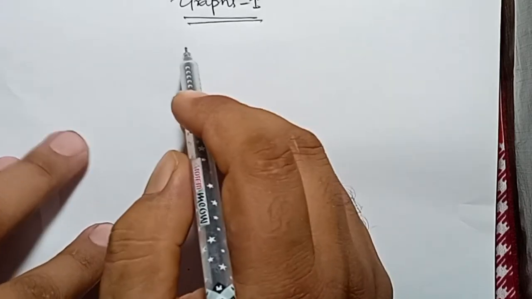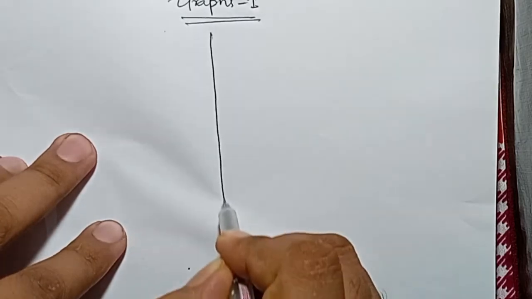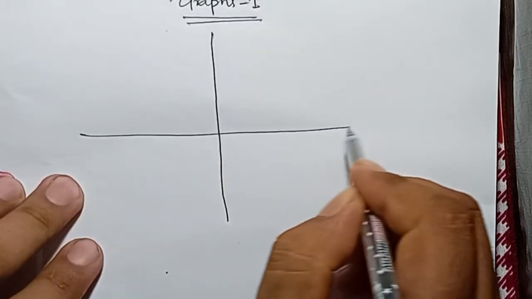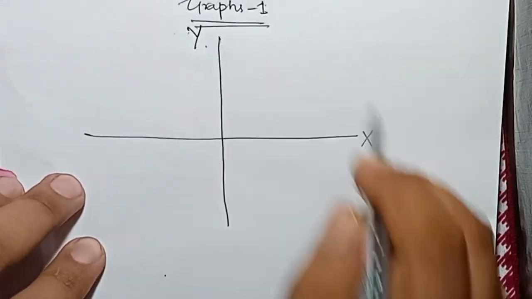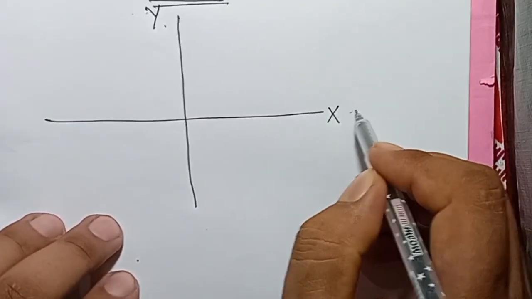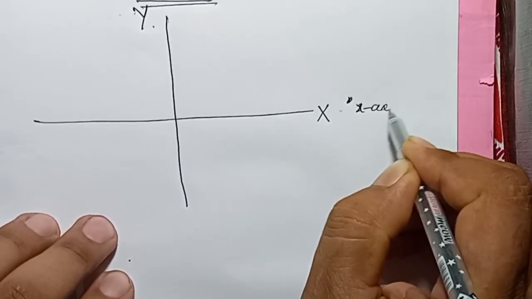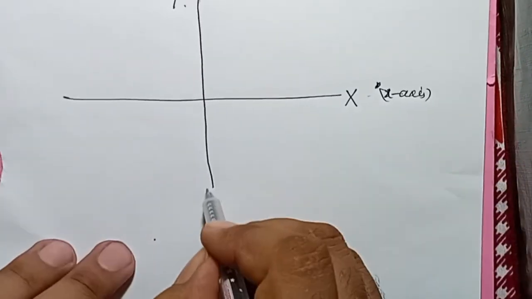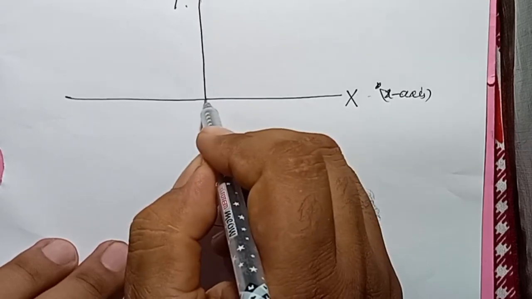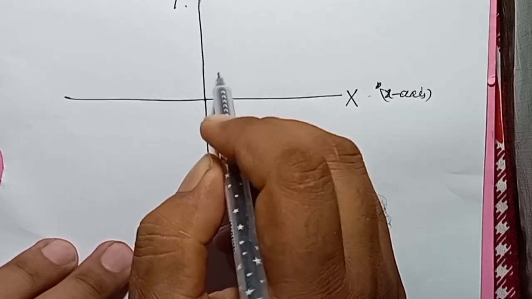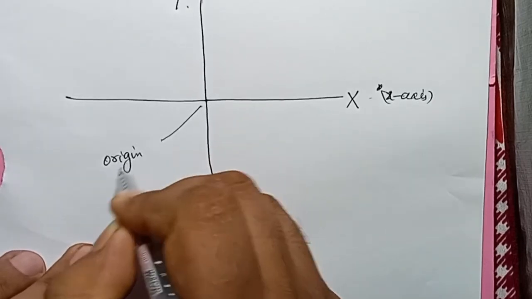You can see in a graph like this, we have two axes. One is the x-axis and another is the y-axis. So this is the horizontal line. The horizontal line is called the x-axis, and this is the vertical line, it's called the y-axis. At the point of intersection, where they meet, where they cross each other, that's called the origin.